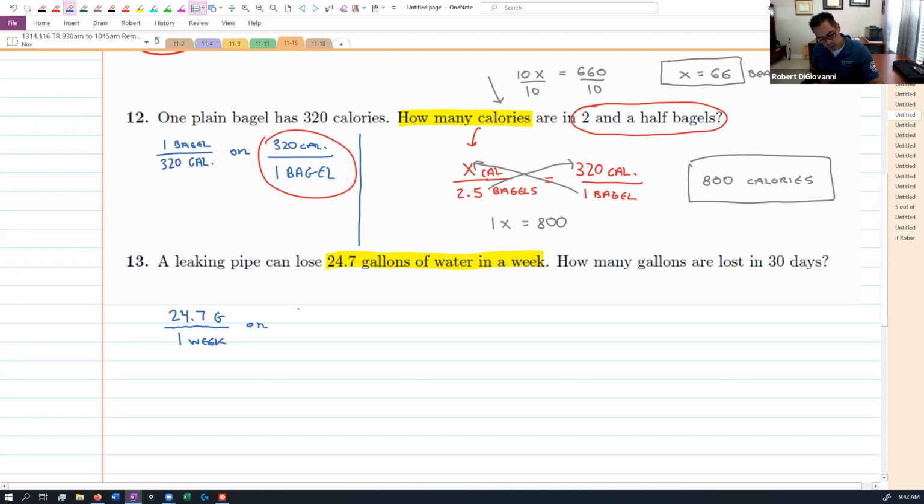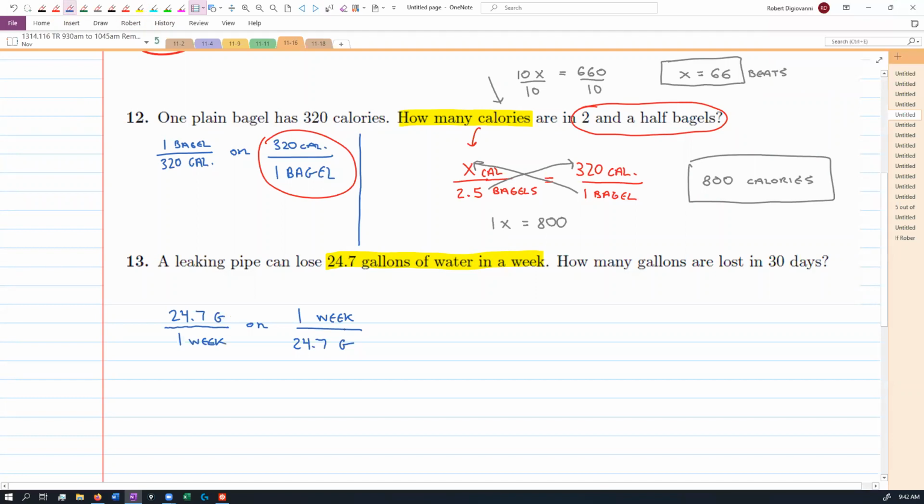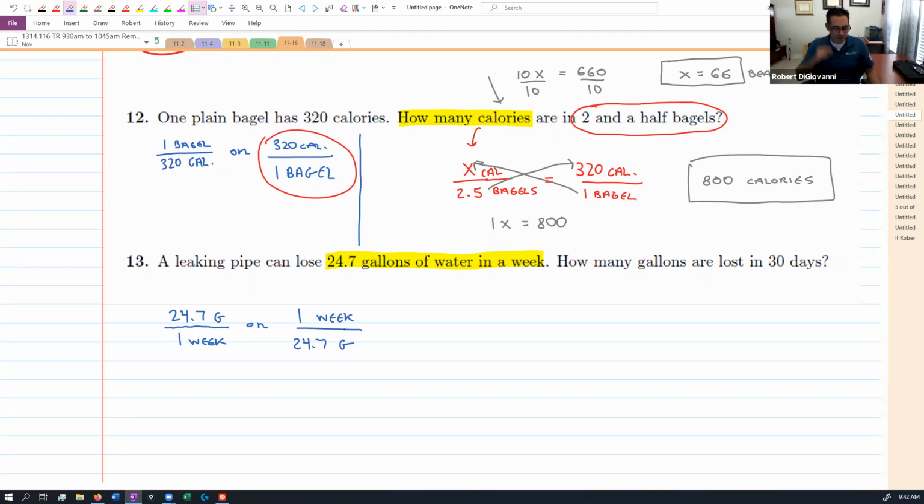Or I could use 1 week over 24.7 gallons. Shouldn't you put it as 7 days, since we're trying to find how many gallons are lost in 30 days? Yeah, weeks. I was about to get to that. So look, everyone, what are we looking for? How many gallons, right? That's what we want to know.